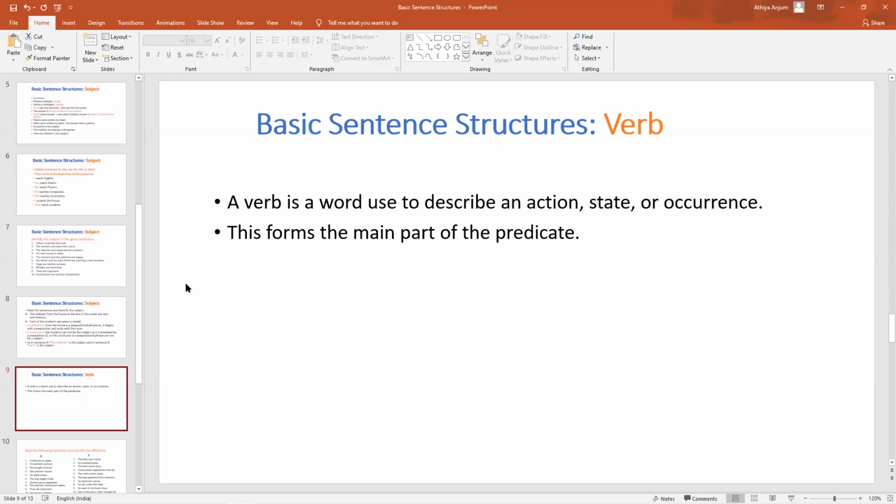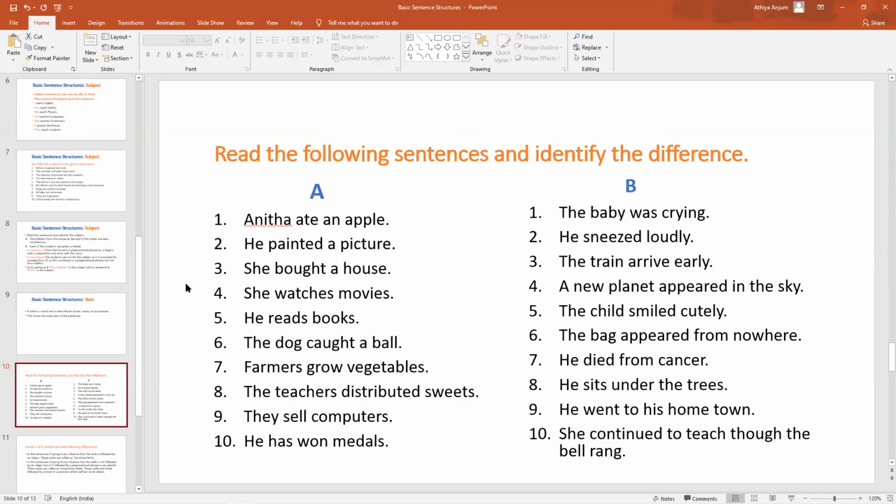So, the next part of the sentence is the predicate. After the subject, you have the predicate, and the main part of the predicate is the verb. Do you remember what a verb is? A verb is a word that describes an action, isn't it? It is a word used to describe an action or a state or occurrence, right? So this forms the main part of the predicate, the verb.